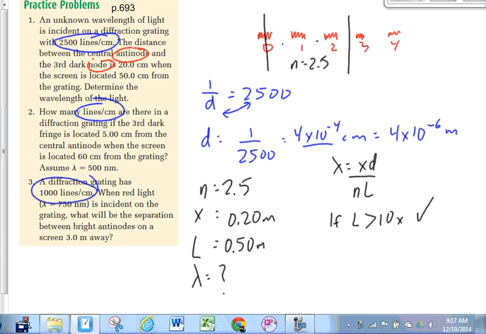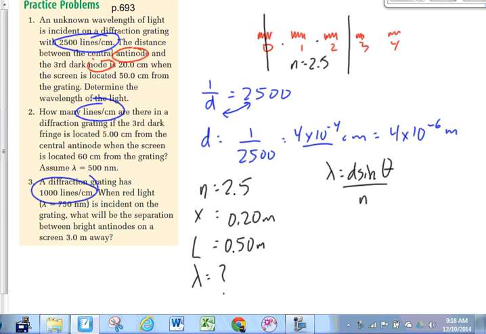Okay? I don't care what the answer they put in the textbook is. Okay? I care what the right answer is. We're not allowed to use this equation because L is not greater than 10 times X. Does that make sense? That's rare that that happens to us. That doesn't happen very often, but you can see that occasionally it does. That means we've got to use lambda is equal to d sine theta over n.